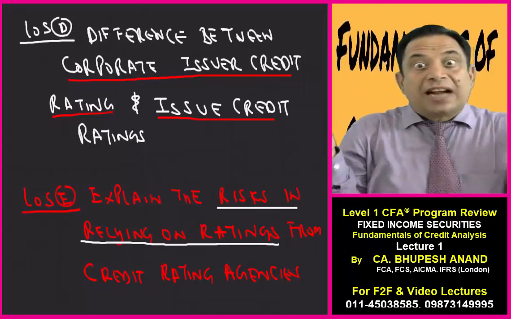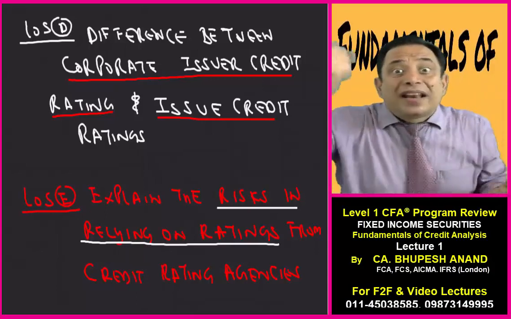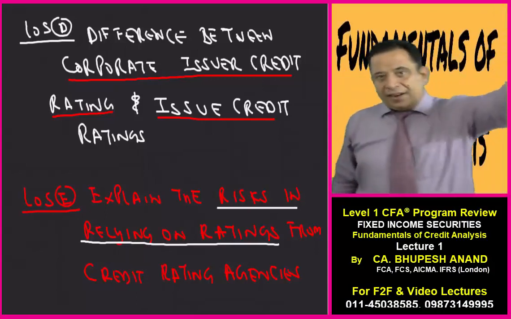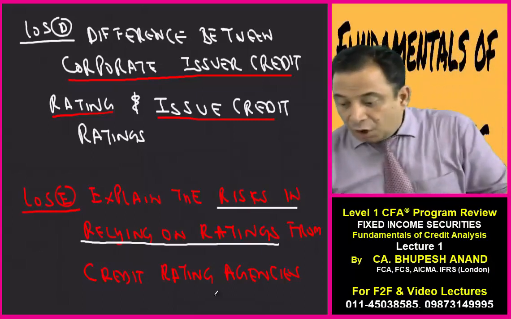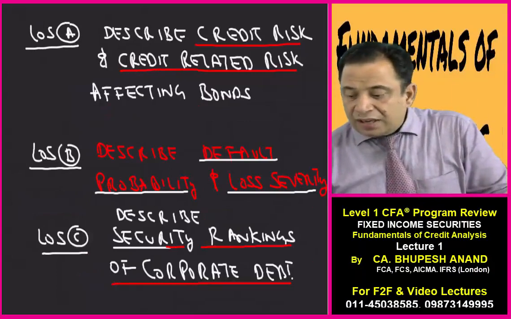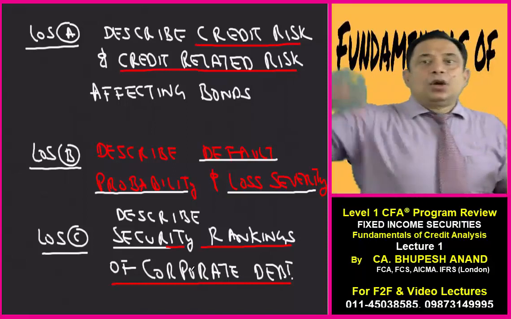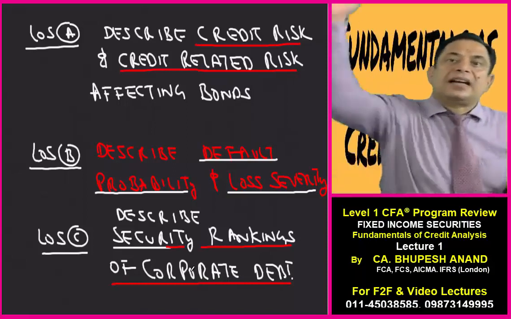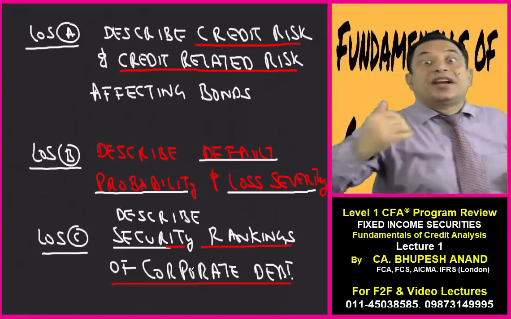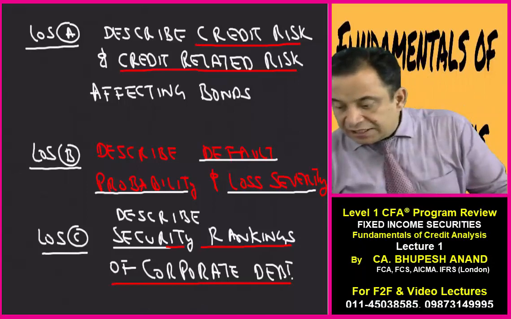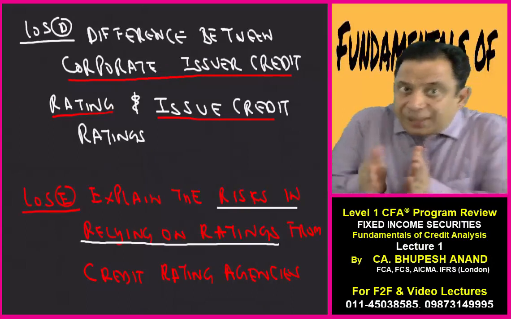So we will be watching that, because after the 2008 crisis, we have to see how to analyze a credit. So learning outcome A is credit risk. Then we have the related learning outcome B, that is default risk and severity risk. Then what are the rankings if a corporate entity becomes insolvent or bankrupt, how the payments will be made, how we will be creating a seniority. That is covered in concept C. And then the difference between the corporate credit rating and issue credit rating.